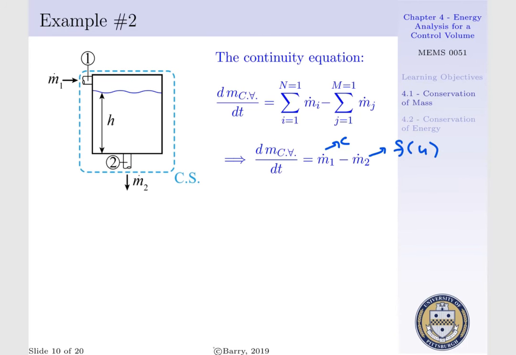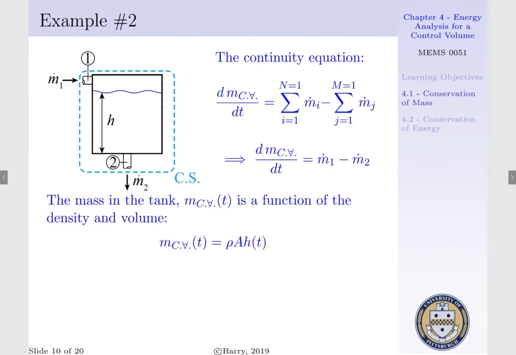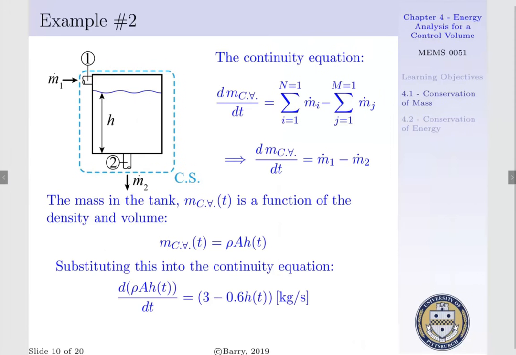What we have to do is express our mass within our tank as a function of time. Our mass within our control volume is simply our density times our volume, where our volume is our cross-sectional area times the height of our fluid level, which is a function of time. If we substitute our expression for our mass within our control volume back into our continuity equation, we have the following. Our time rate of change of our quantity, rho A h, is going to be equal to our mass flow in, 3 kilograms per second, less our mass flow out of our system, 0.6 h kilograms per second.